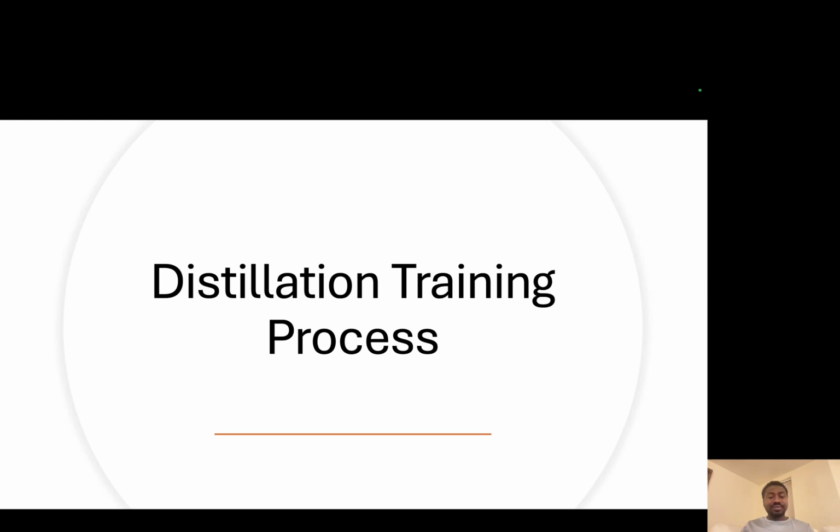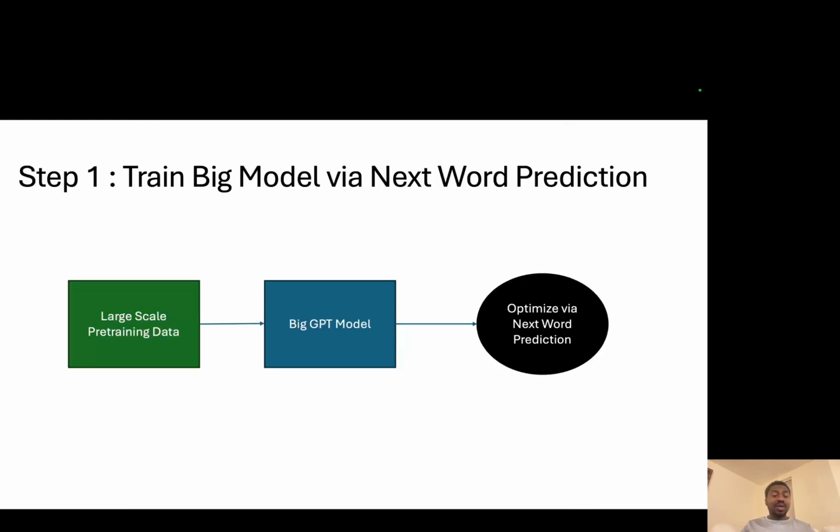So let's go further. This distillation training process occurs this way. We have large scale pre-training data, trillions of tokens, and we train a big GPT model via next word prediction on this. So basically standard, nothing fancy, just next word prediction on very large scale data. And that's what we can do without having a bigger model than the model we're trying to train.